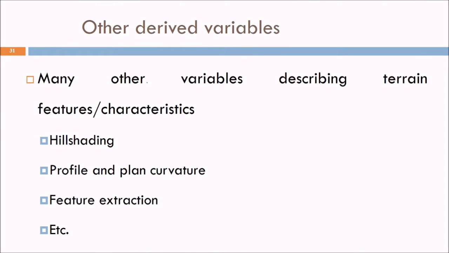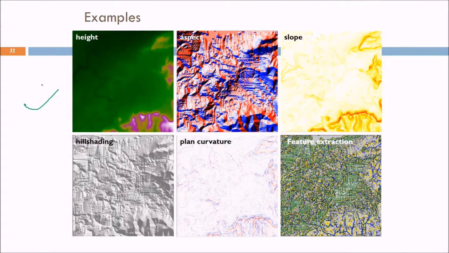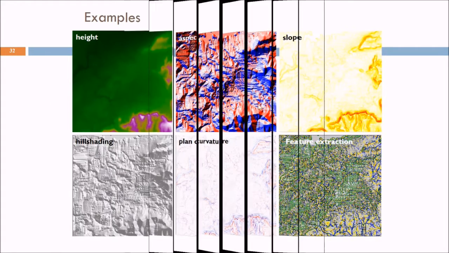There are other derived variables also from the DEM, many other variables describing terrain features or characteristics. These are hill shading, profile or plan curvature, and feature extraction. This is the example. This is the height, this is the aspect, the slope, the hill shading, the plan curvature, and the feature extraction.